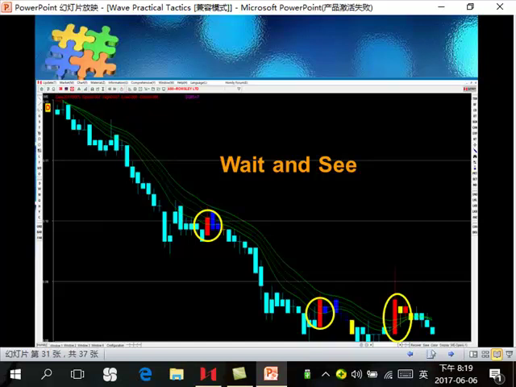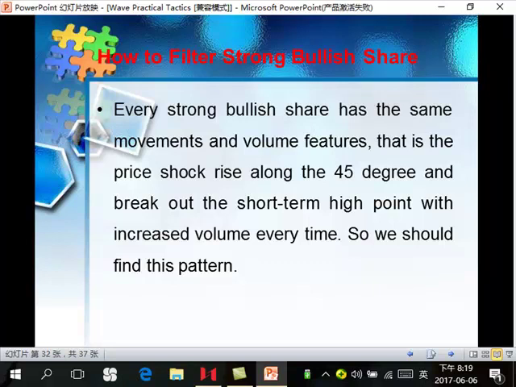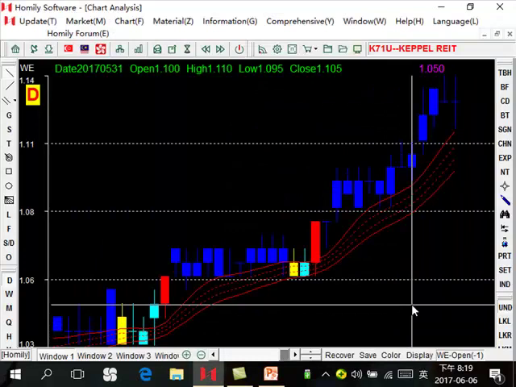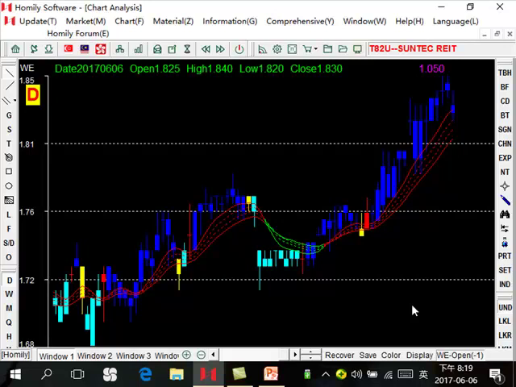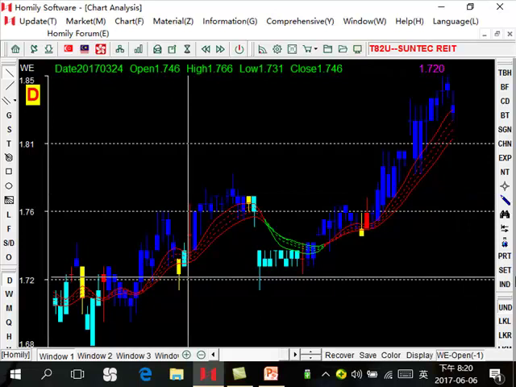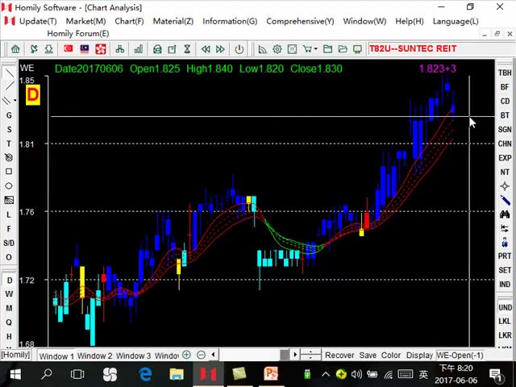Okay, so how to filter strong bull stocks? Before I taught you the filter method, I want to test whether you will follow it or not. So let's see this one. If you have this stock, buy or not, sell or keep it, hold. When to buy again? When can we get in again? Red band, red candlestick appears, you can buy again, okay?